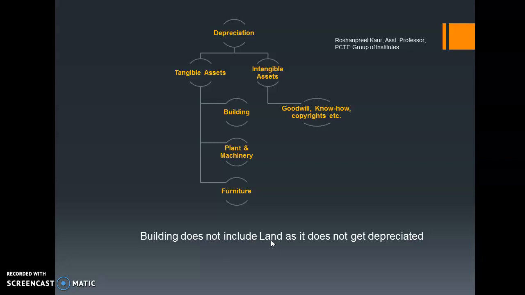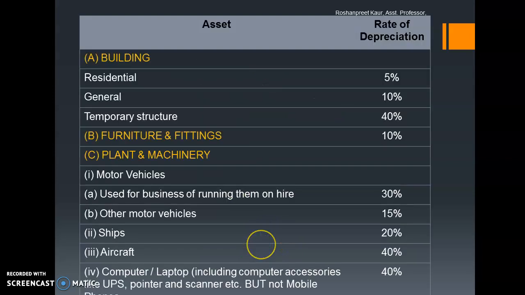Superstructure means the thing which is constructed upon the land. Because land is never depreciated, the building does not include land. Now, this is a prescribed rate which you need to remember in order to calculate the depreciation. I have mentioned all the classifications here and the rates of depreciation as well.